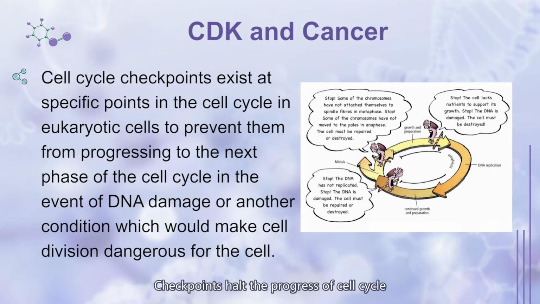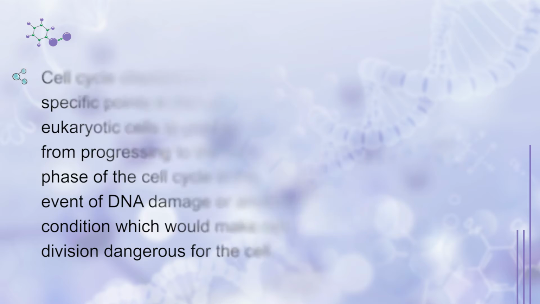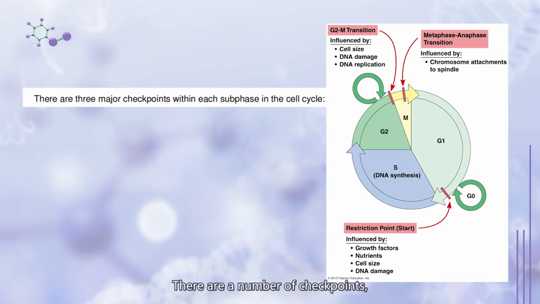Checkpoints halt the progress of the cell cycle if any of the chromosomal DNA is damaged, or until DNA replication and chromosome alignment are correct and complete. Thus, checkpoints ensure that various events in the cell cycle progression occur in the correct order. There are a number of checkpoints, but the three most important ones are the G1/S transition, the G2/M transition, and the spindle checkpoint at the transition from metaphase to anaphase.